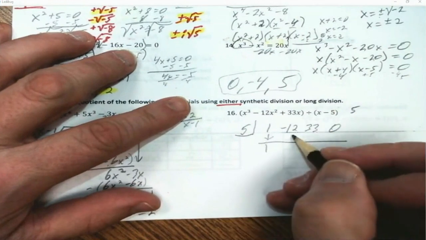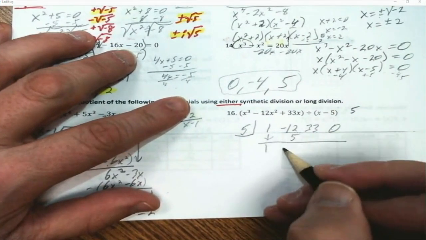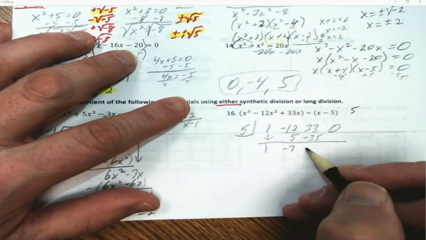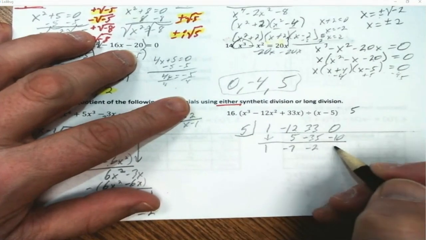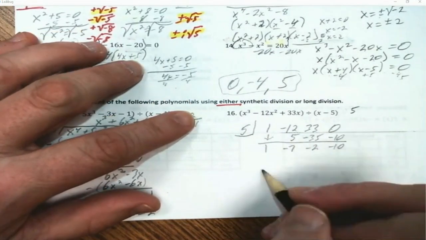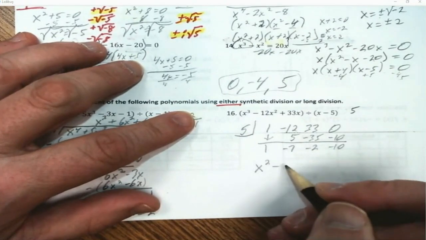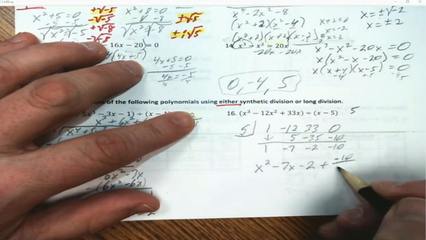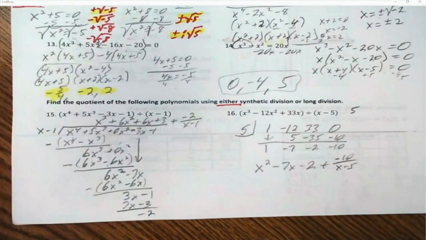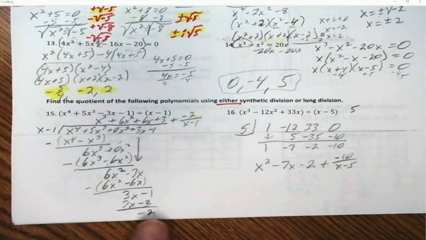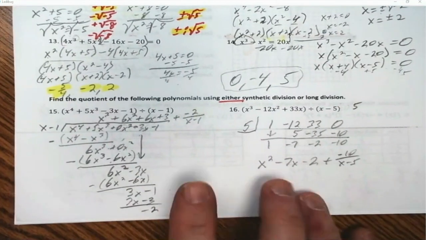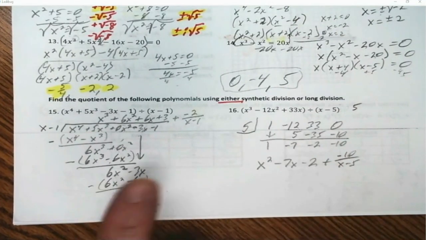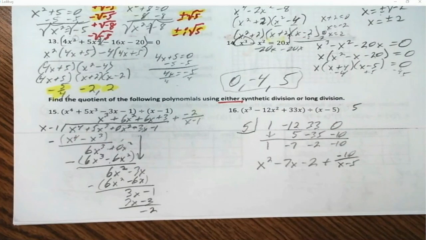Then you multiply, add, multiply, add, multiply. So that makes this x squared minus 7x minus 2, with a remainder of negative 10 over x minus 5. Synthetic division, long division. I think you have a choice of using either one of those on the test as well, because you could do either one here. You could have done both of these by synthetic or both by long division, whatever you like.